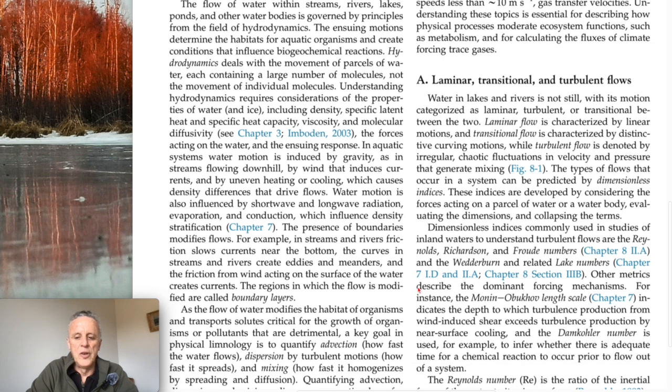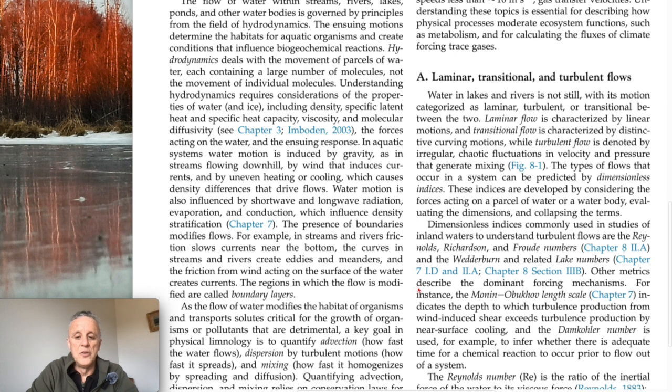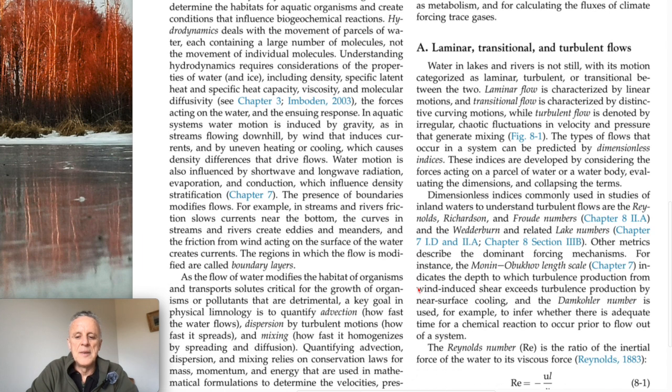The types of flows that occur in a system can be predicted by dimensionless indices. These indices are developed by considering the forces acting on a parcel of water or a water body, evaluating the dimensions, and collapsing the terms. Dimensionless indices commonly used in studies of inland waters to understand turbulent flows are the Reynolds, Richardson, and Froude numbers, and the Wedderburn and related lake numbers.